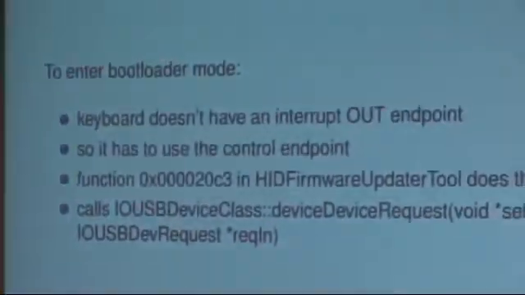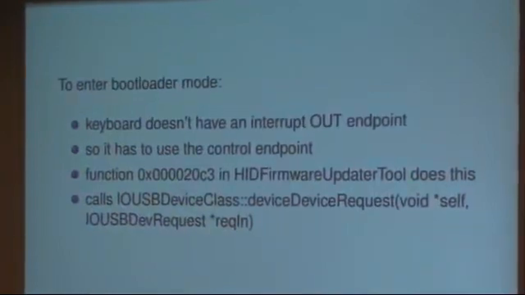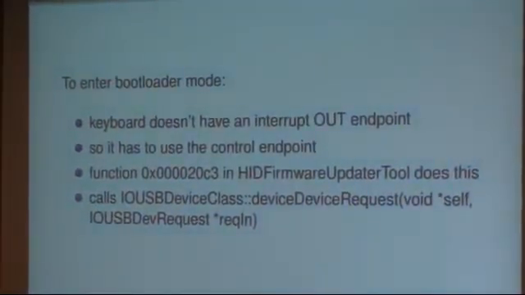And that function in HID firmware update, hex 20C3, does it. What it does is it calls a routine in IOUSBDeviceClass. So luckily, we can just set a breakpoint there and look at the arguments and figure out what's going on, because I don't have a USB analyzer. So we attach GDB, set a breakpoint there, run, and then we can look at the arguments.